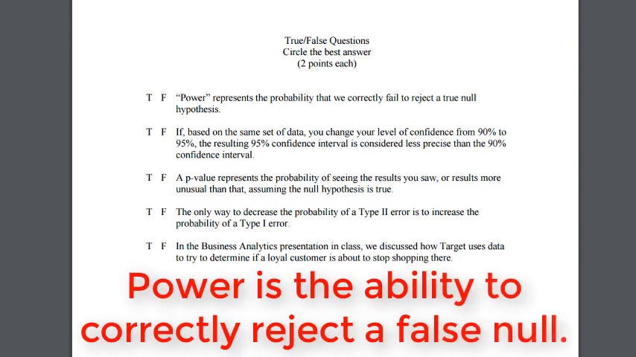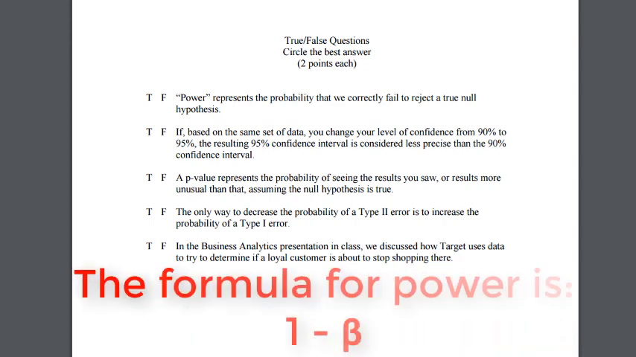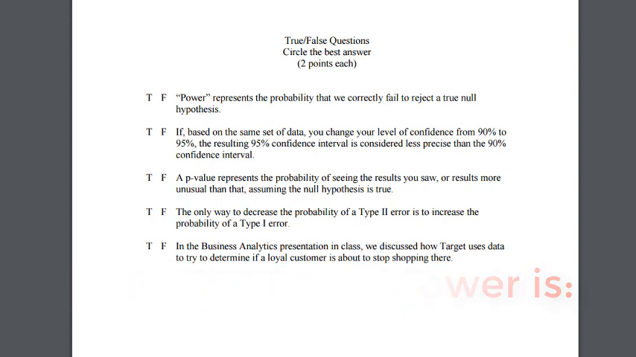Power is the ability to correctly reject the false null hypothesis. If the null hypothesis is false, we should correctly reject it. If we fail to reject it, we've made a type 2 error, which is beta, and 1 minus beta is the power because power is not making a type 2 error. This first true-false is false.